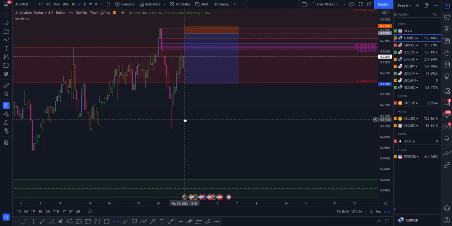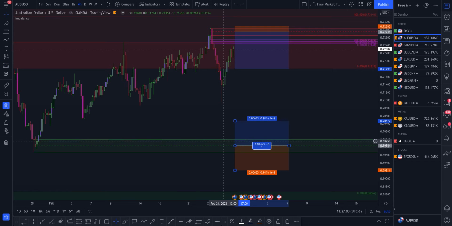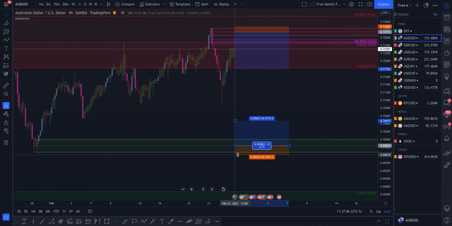So if price does come down to this area, I'm always looking to take the trade at the 50% of the zone. That's my optimal. It could come right here to the proximal line, tap the proximal line and then shoot up again. However, I'm always looking for it to come and tap into the 50% because you get a better risk to reward. Now, what would I target?